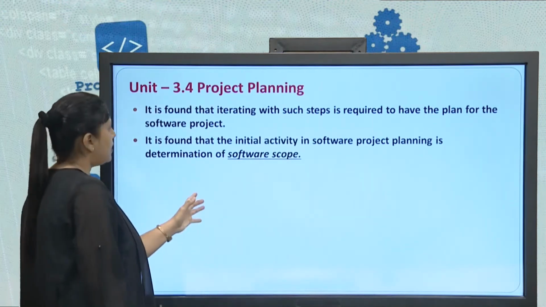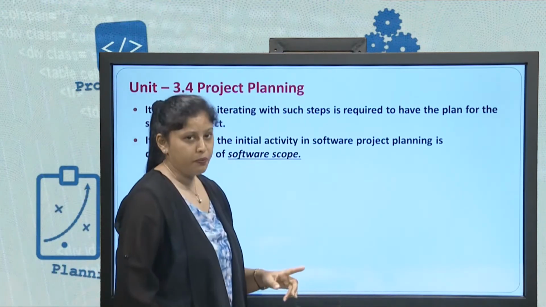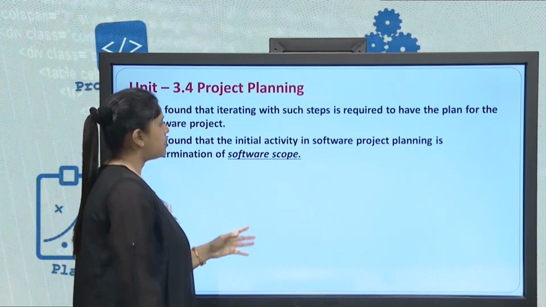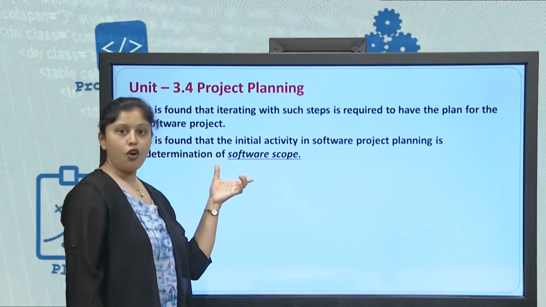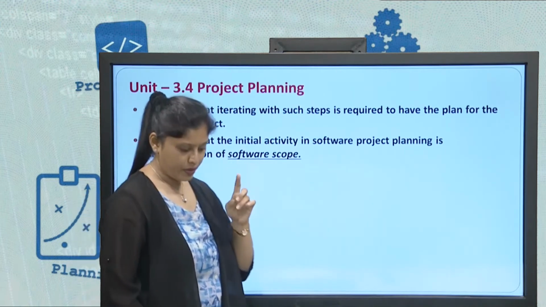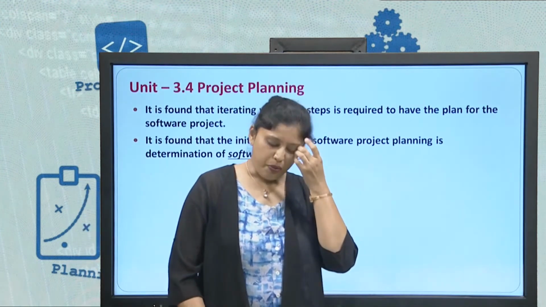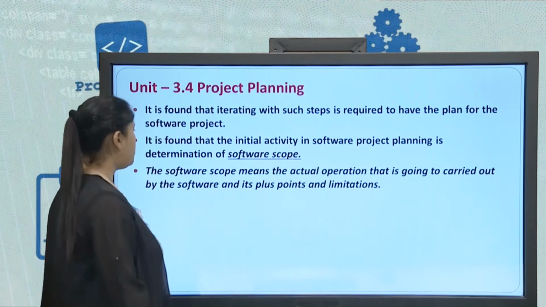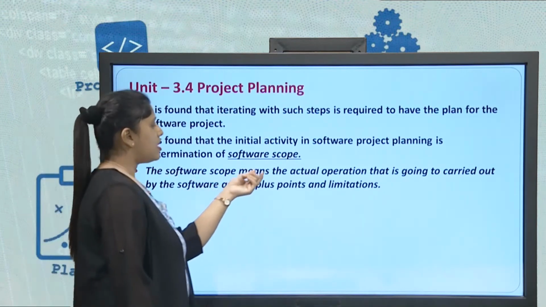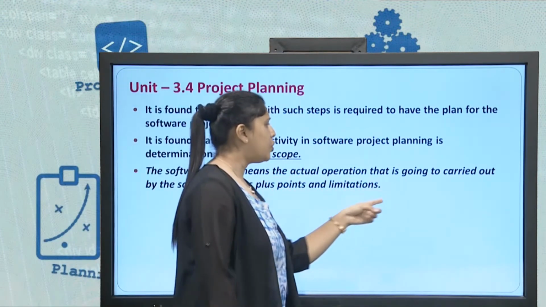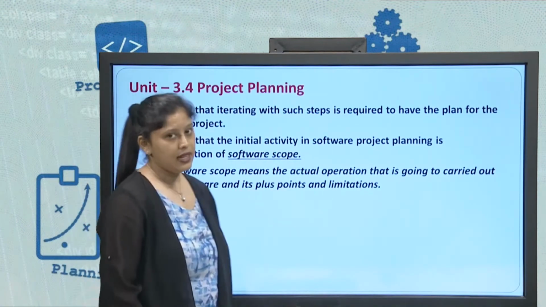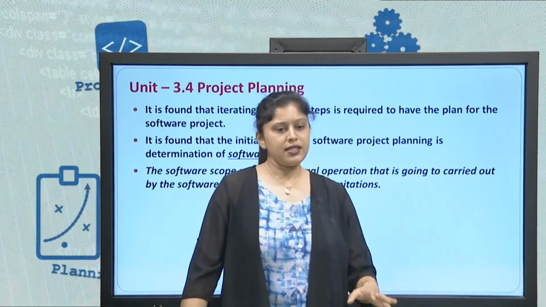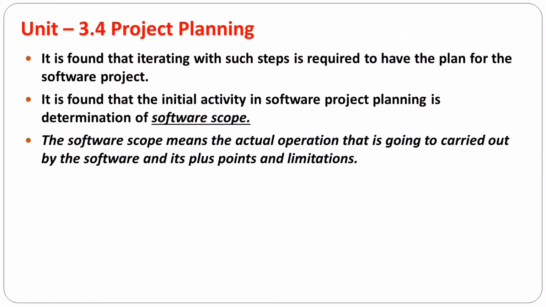It is found, and this is very important, that the initial activity in software project planning is the determination of the software scope. I have discussed what software scope is. Software scope means the actual operation that is going to be carried out by the software, and its plus points and limitations.